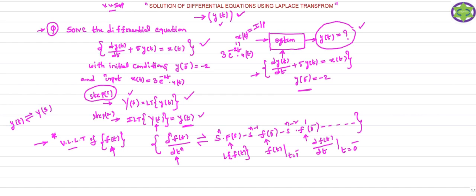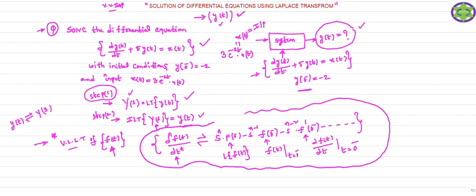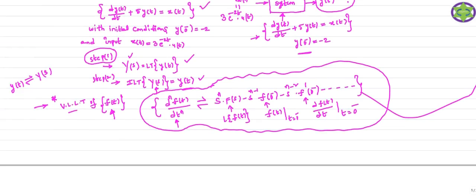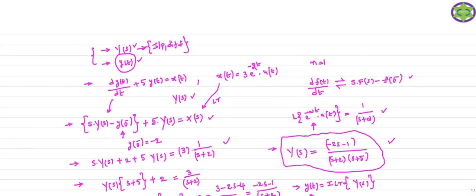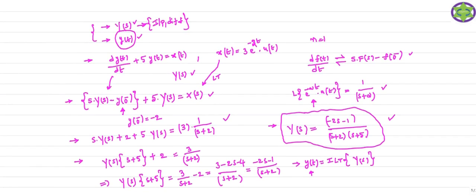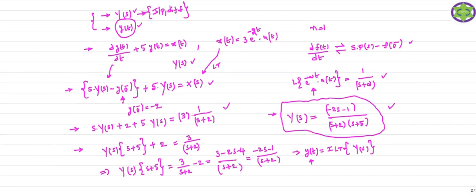Now to find capital Y of s, you just use this formula. This is the unilateral Laplace transform of the nth order derivative of the given signal f of t. Here in this problem, only a first order differential equation is given. So if I want to use this formula, you just substitute n equal to 1, so that I can get Y of s. So this is my Y of s.